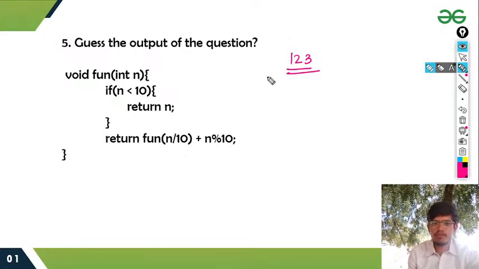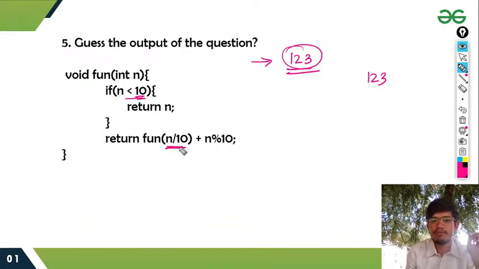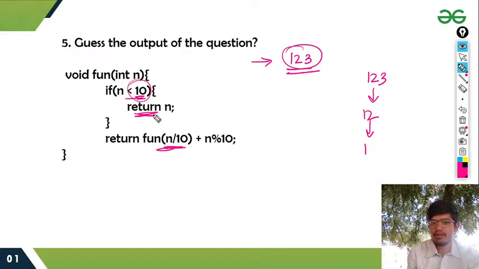Whatever we are passing in this function, 123, the value will be checked: is it less than 10? No, it is not less than 10. So it will make a recursive call for the value 12. Then again 12 will be checked with 10. It is greater than 10, so again a recursive call will be made for 1. Recursive call for 1 means it is going to get into this and return the value n, which is 1.